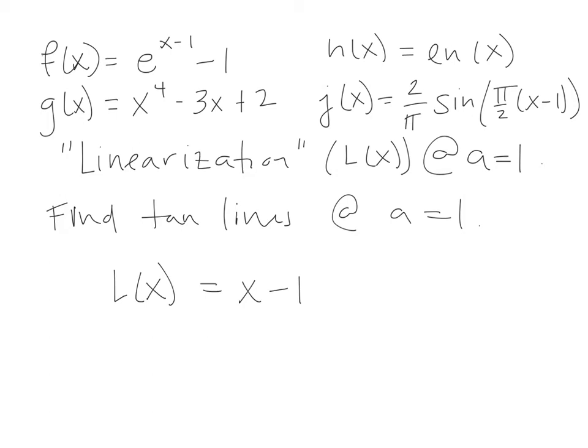So what you should have found at this point is that your linearization for all 4 of them is the same: L of x equals x minus 1. Curious that they all 4 had the same linearization at that point. That means that their linear behavior at a equals 1 is all very similar.